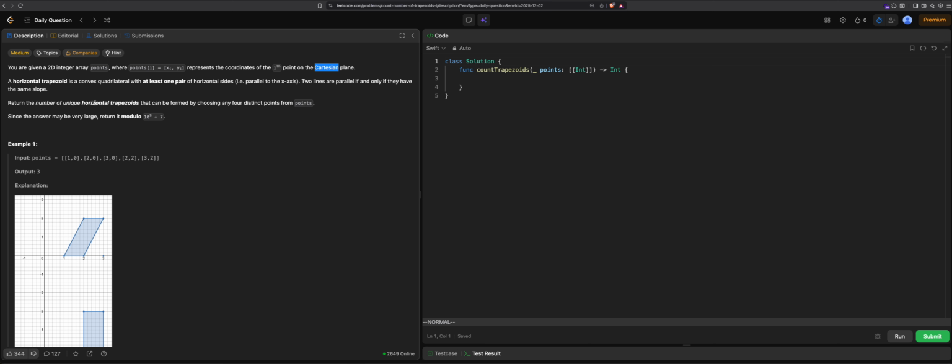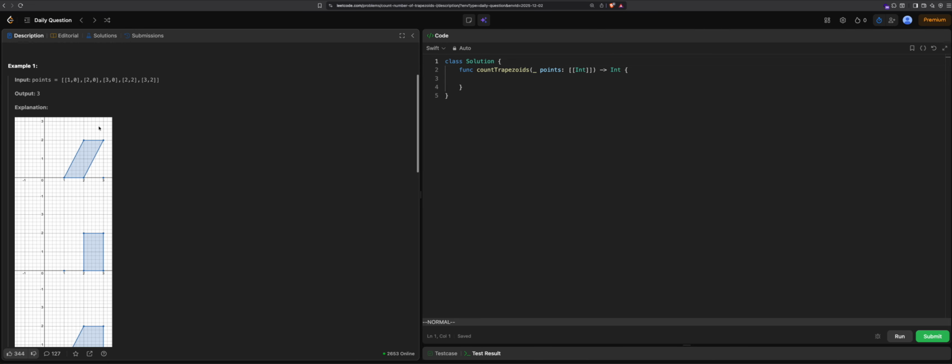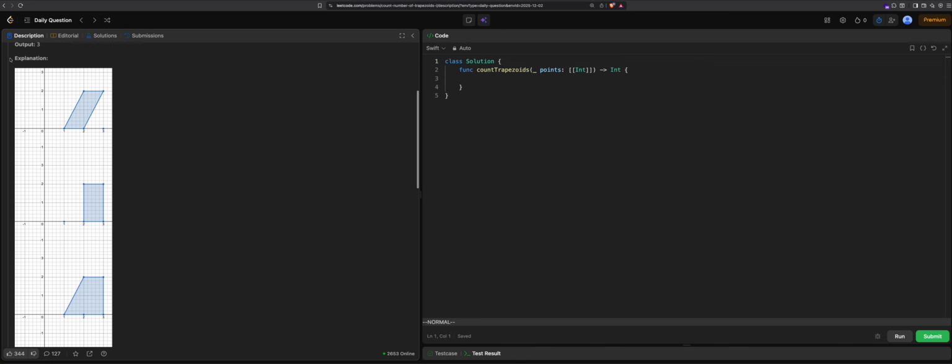So we have to return the unique horizontal trapezoids that can be formed by choosing four distinct points from the given points. Since the answer may be very large, we have to return it modulo 10 to the power 9 plus 7. So yeah, let's go through the example one by one.